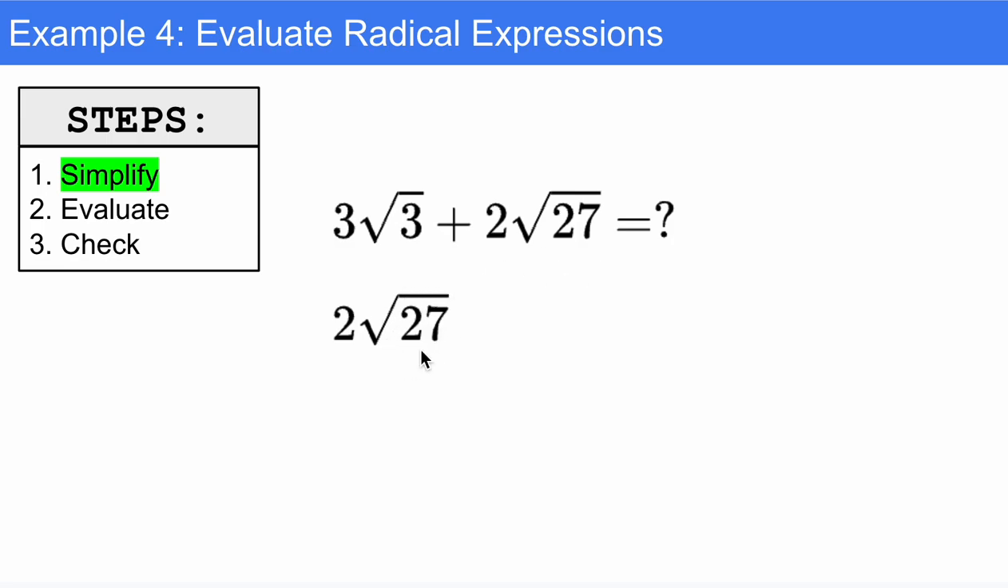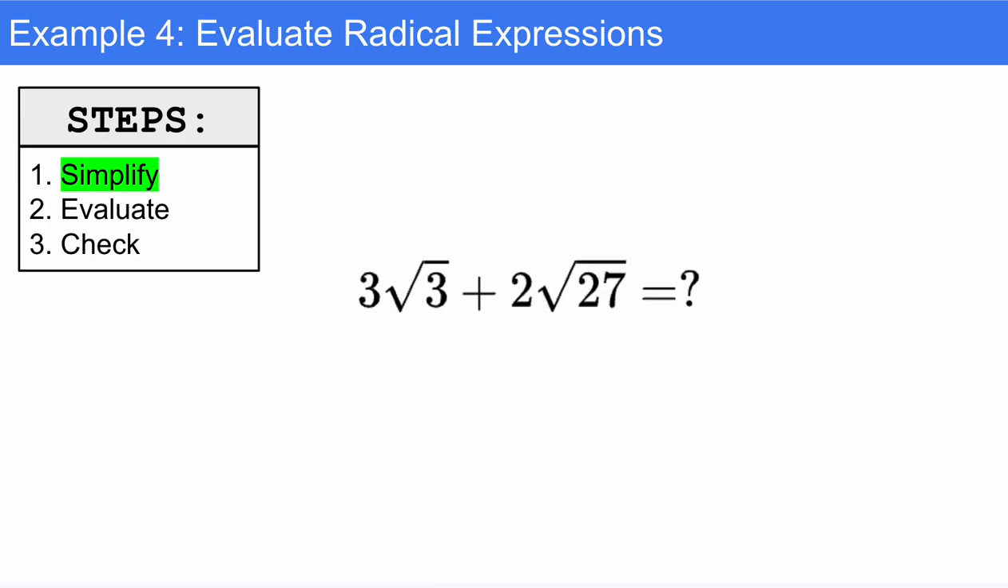So let's see what happens when I do that. I'm going to rewrite the square root of 27 as the square root of 9 times 3. And I notice that I've got 9, a perfect square there. Well, the square root of 9 is 3. I'm going to pull that 3 out and multiply it by the 2. So I will end up with 6 times the square root of 3. Great.